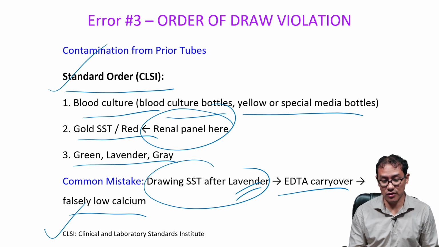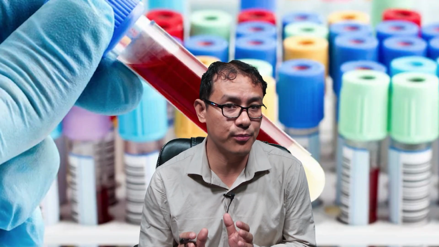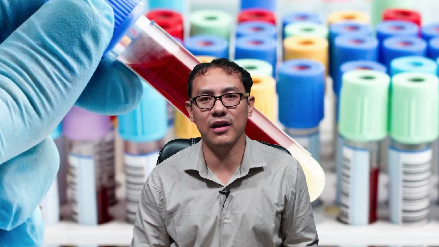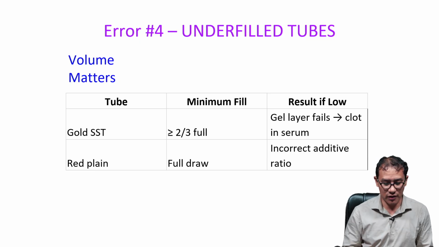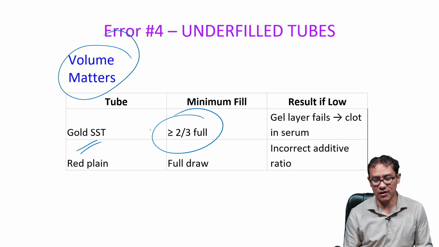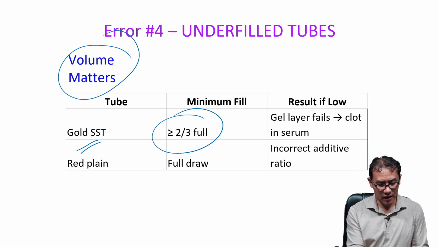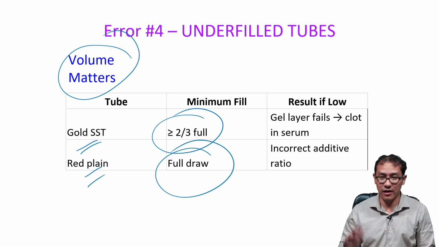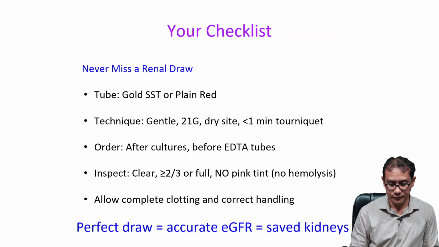So this one has to be understood, and contamination has to be avoided, because if it is not done properly, then the result may vary, and if the result varies, then the treatment and the prognosis will be affected. False information will go out. The volume is also important. As I have already stressed, for the gold SST, at least up to 2/3 you have to fill, and for the red vial, fill fully up to the mark. This is very important. Inadequate blood may lead to inadequate or inappropriate results.